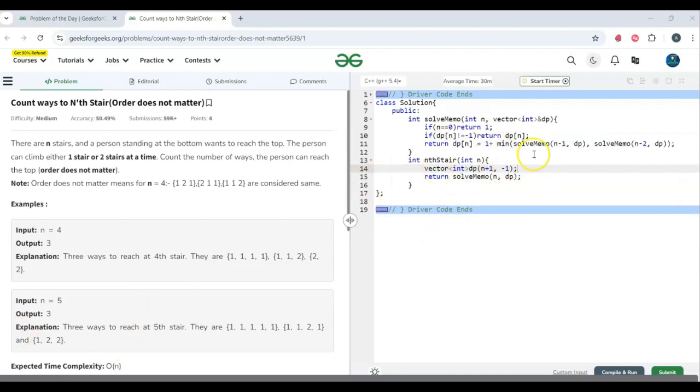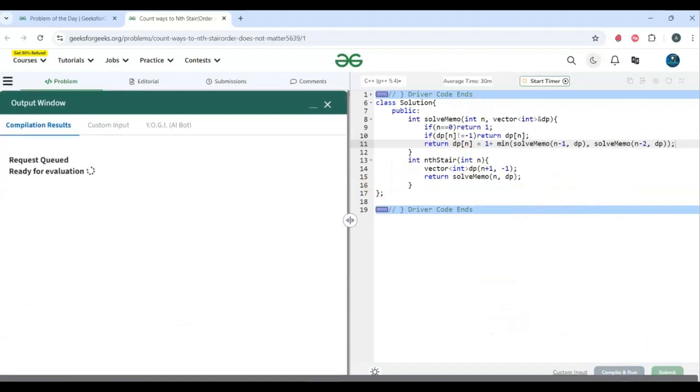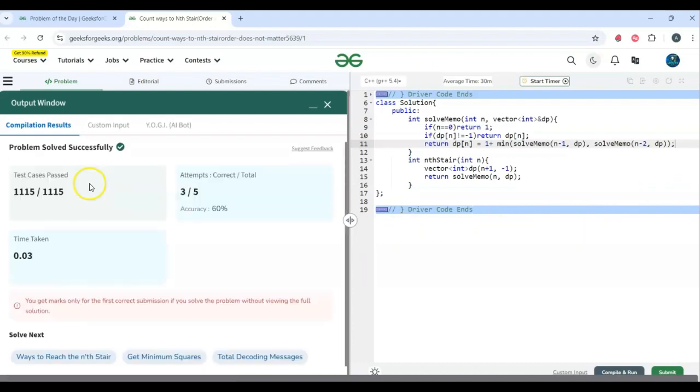So this is the memoized code where we have taken a vector of int and we have stored the values as -1 initially. Whenever a particular call stack is being calculated again, we'll directly check whether it's already calculated or not. If calculated, we'll return that particular value, or else we'll store that value through this step. So let's compile and run this. Let's submit. As you can see, this problem got submitted successfully.